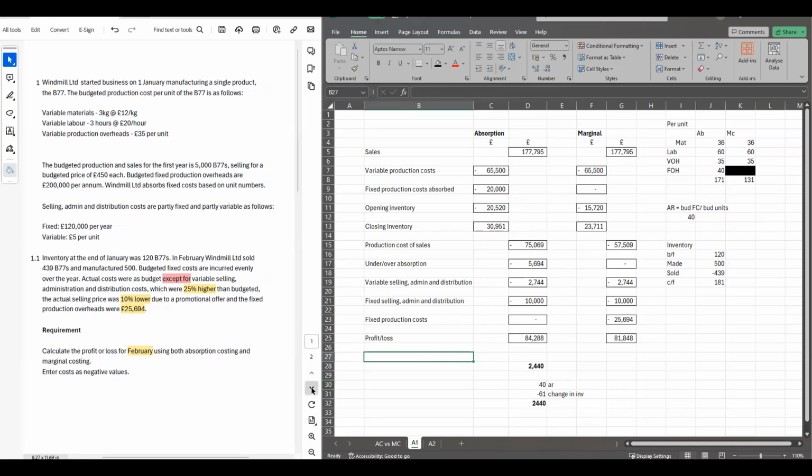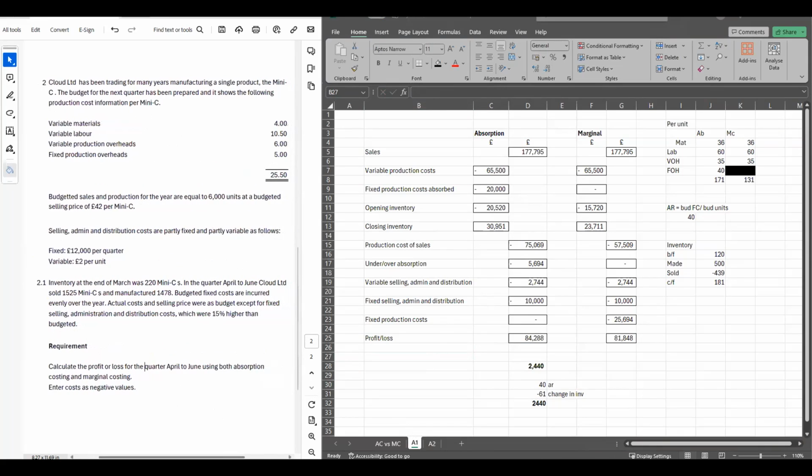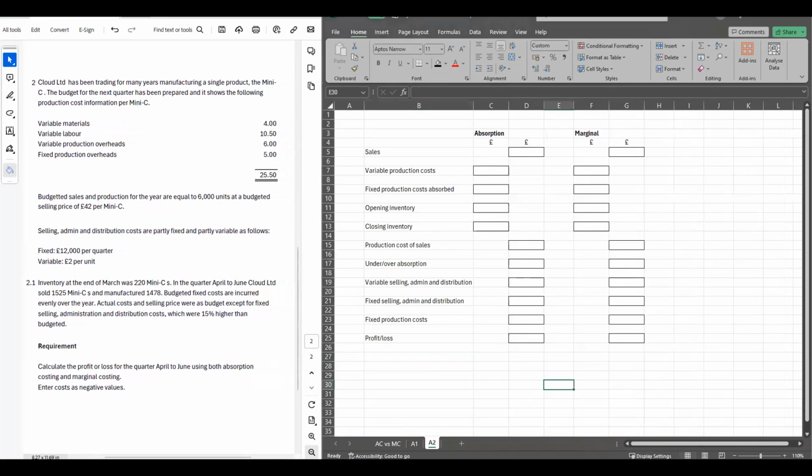So the next question we'll look at is a similar style of scenario question, in the sense that we need to calculate a profit or loss under the two different methods. The only difference is there's just a slight difference in terms of the wording of the question, which we'll work through together. Again, though, if we start at the requirement, we've got calculate the profit or loss and this time it's for the quarter, April to June, using both absorption costing and marginal costing. Enter costs as negative values again.